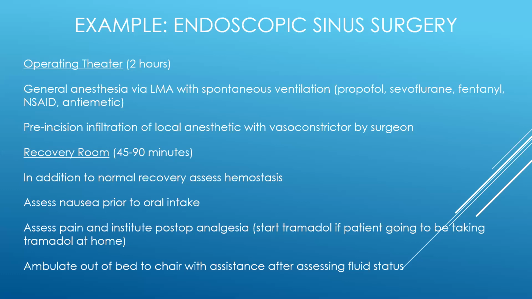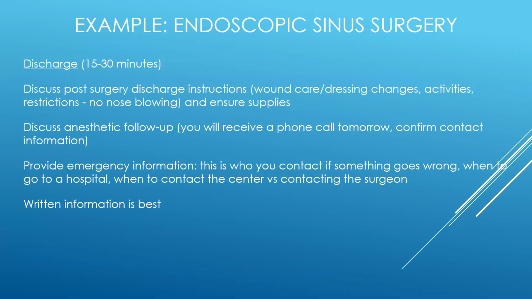And for example, if the patient is taking tramadol at home, or is prescribed to take tramadol at home, you start giving them tramadol. If they're prescribed to take oxycodone, you give them oxycodone, etc. And you ambulate them out of bed. You assess fluid status because orthostatic hypotension when they stand up can trigger nausea and vomiting. Discharge process will typically take 15 to 30 minutes.